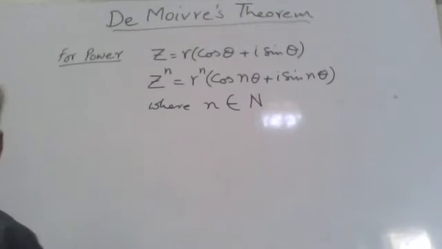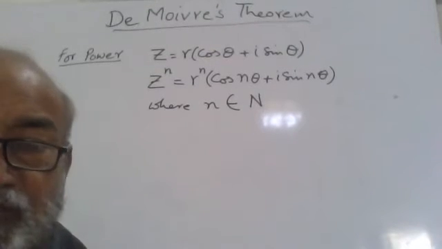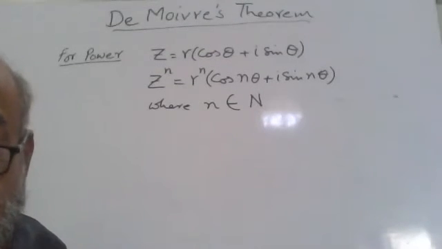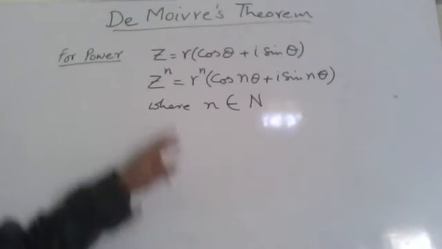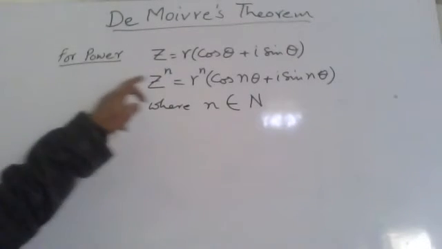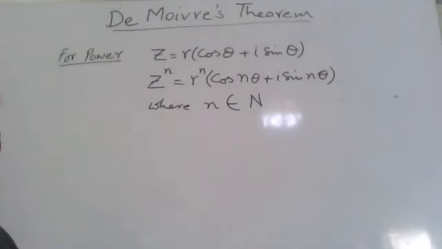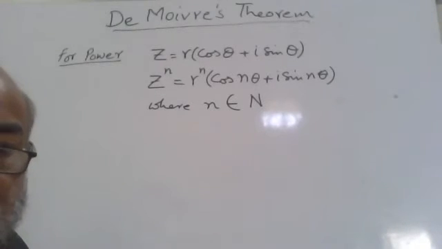N is a natural number: 1, 2, 3, 4, 5, 6, 7. So we will use this formula, which is called the power formula. Z raised to power n will be equal to r raised to power n into cos n theta plus iota sin n theta.